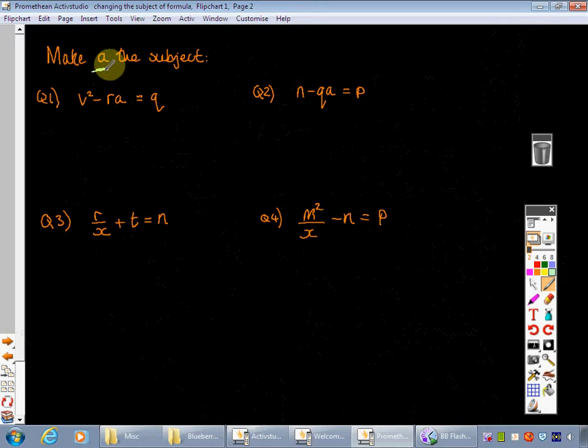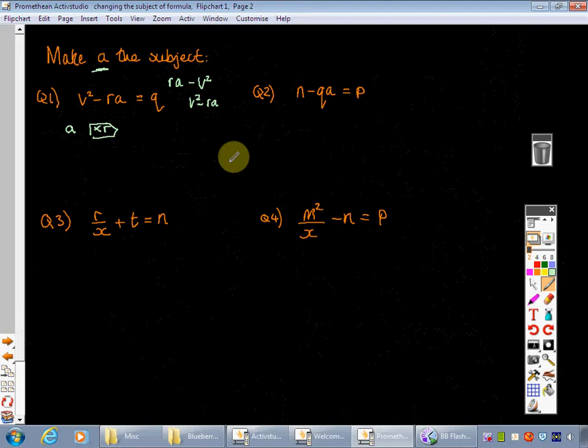So there's my A. It's being times by R, that's my first stage. The problem now is that it is itself being taken away from V squared, which isn't RA minus V squared, it's V squared minus RA, which is different, because the order you do subtraction in matters. 5 take 3 is 2, 3 take 5 is minus 2, so there is a difference to the order you do it in.